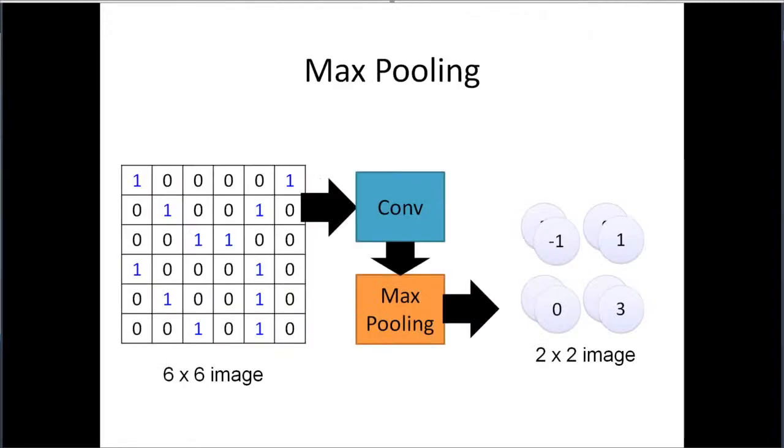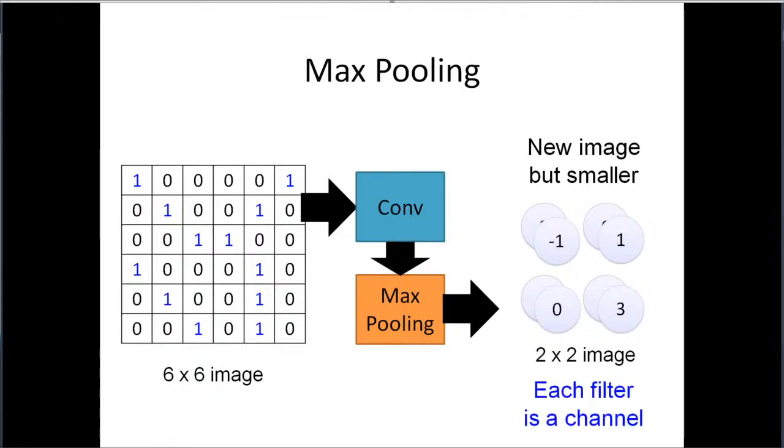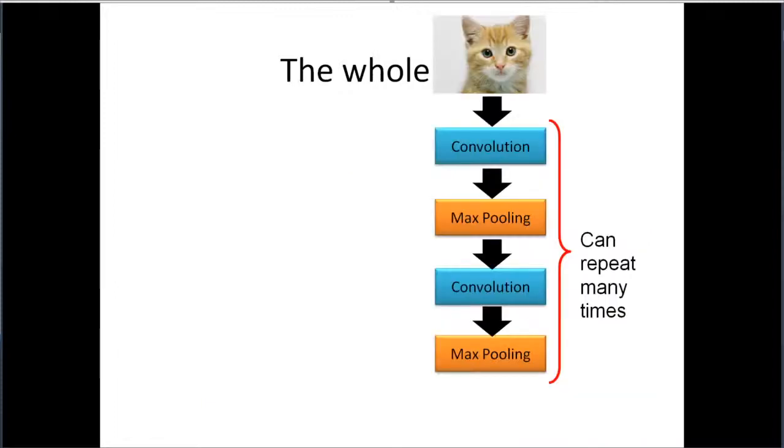Okay, initially you have an image of 6 cross 6. After convolution, you got an image of 4 cross 4. If there is only one filter, then max pooling made a 2 cross 2 image. If you have two filters, you will get two feature maps. Again, you can perform this operation: convolution, max pooling, convolution. Ideally, in real time, you will not get just a 6 cross 6 image, you will get a much bigger image. So the new image is smaller, but it is keeping the significant features. It is retaining all the important information.